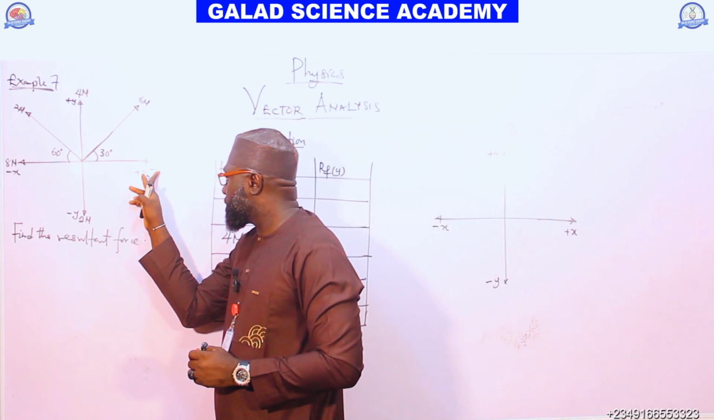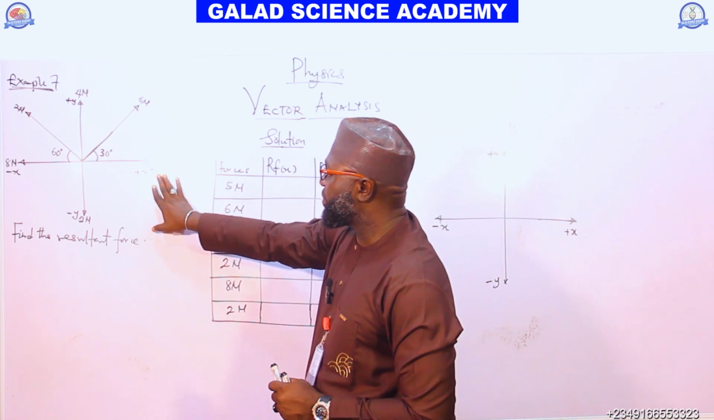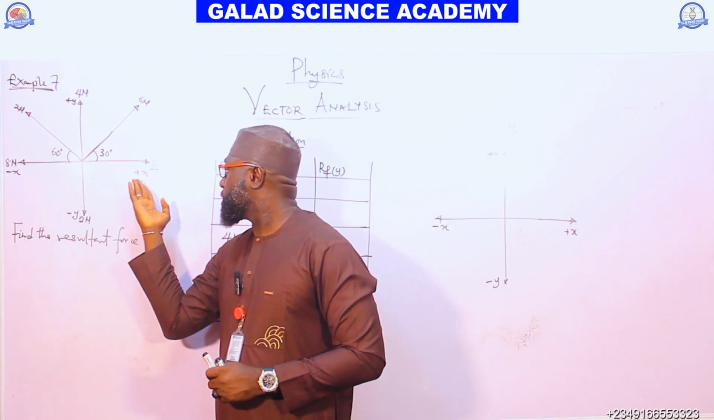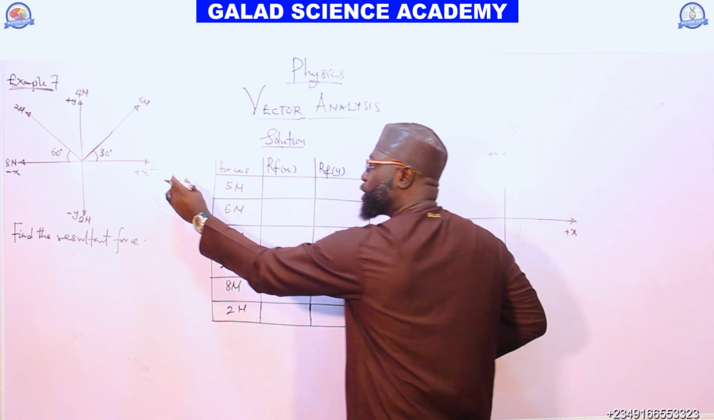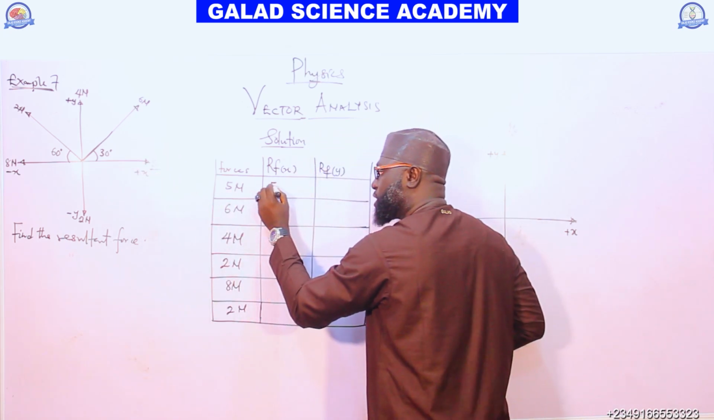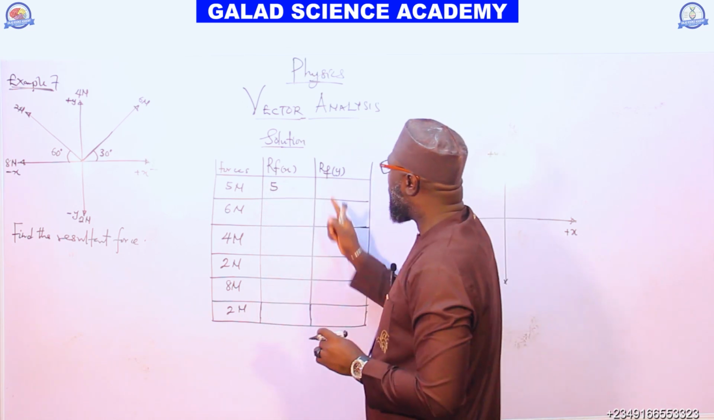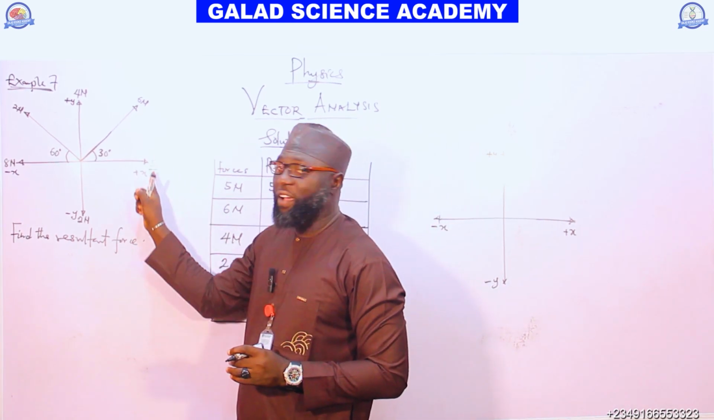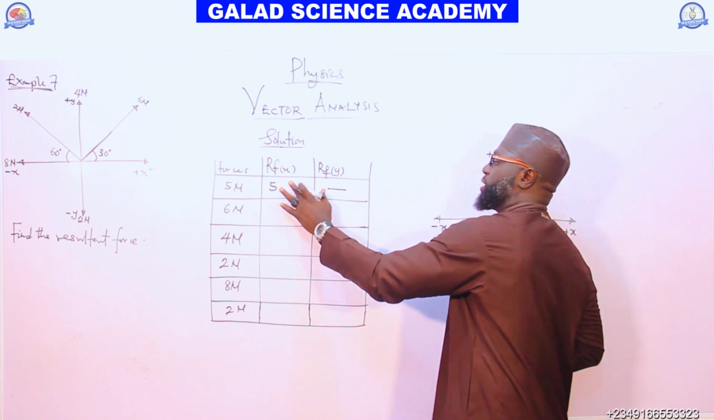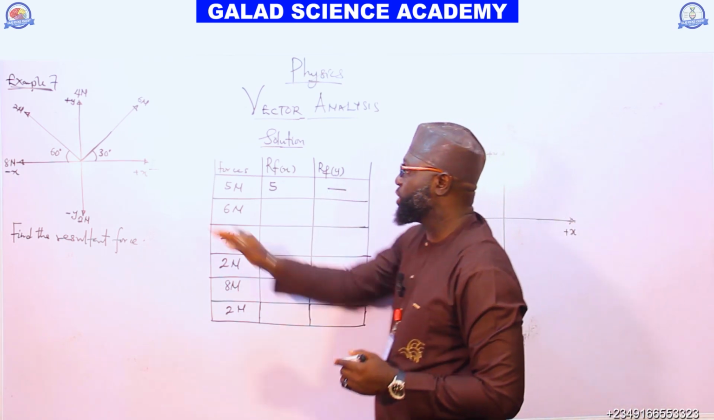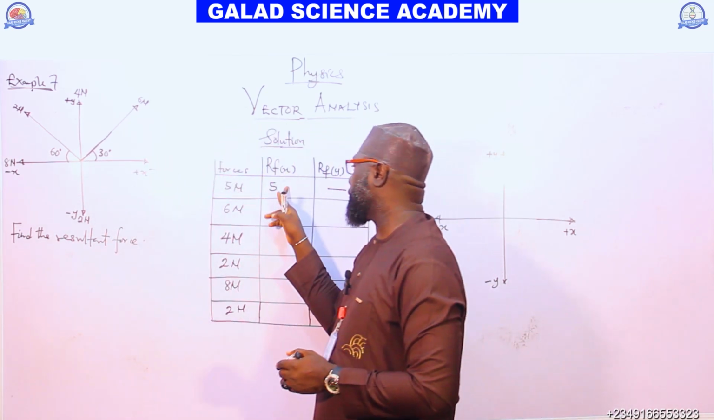Let us solve for 5 Newton. This force of 5 Newton can be found on the horizontal axis, which is the x coordinate. So the resultant force for 5 Newton is still 5 Newton. But what is the value for 5 Newton on the y-axis? Nothing, because we find this 5 Newton on the x-axis, and this direction of the x-axis is positive x. So we write 5 here.